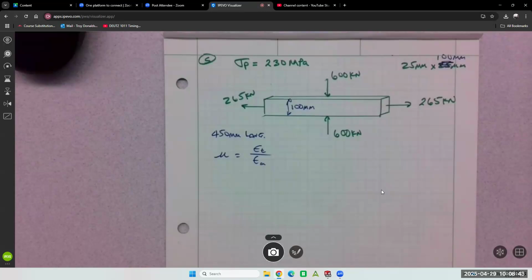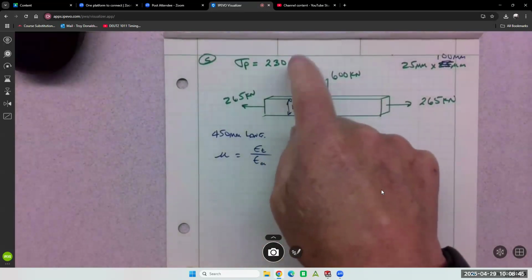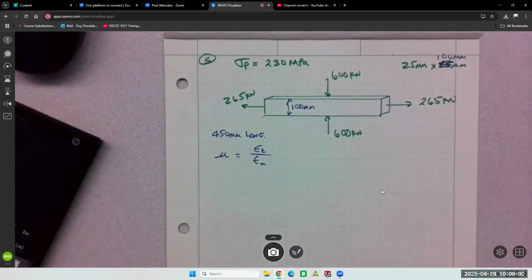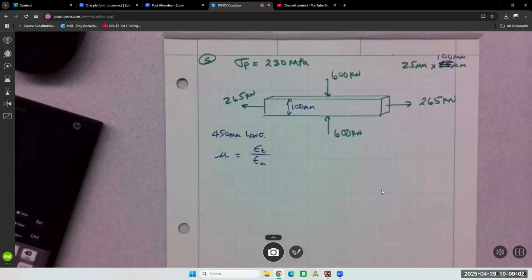So this is just saying check the stress first. Before you go calculating elongation, check the stress. So how do we do that? Yeah, you were right. I'll write it down because of our crazy units.